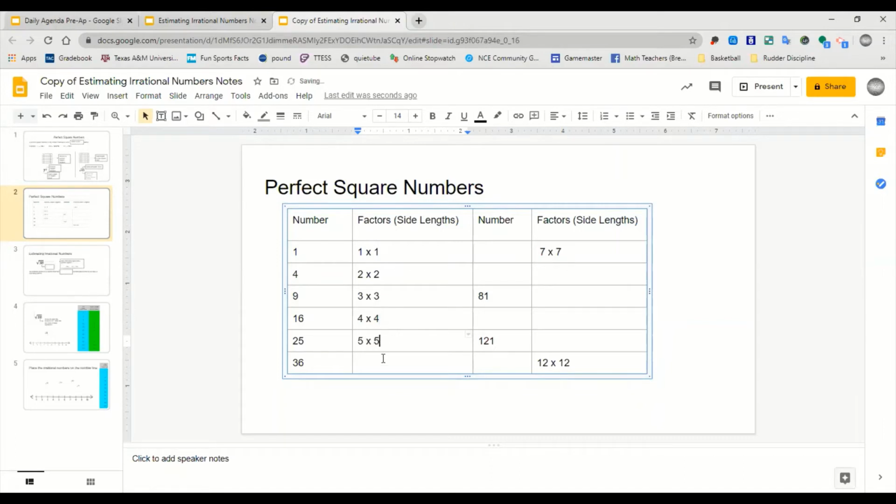Do we see a pattern developing here? There we go. So what would go in this box? Now we need to multiply. What goes in this box? 49. Okay, good. So what would go in this box?